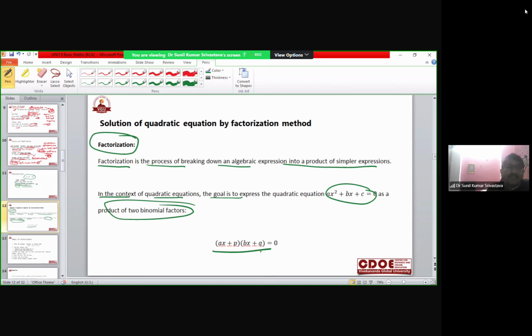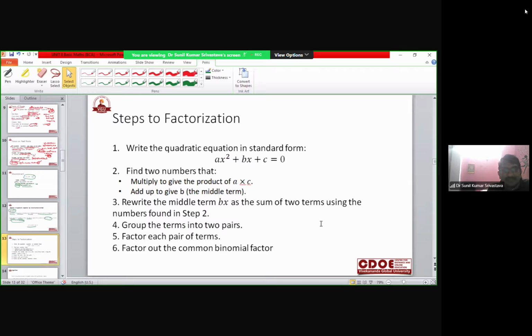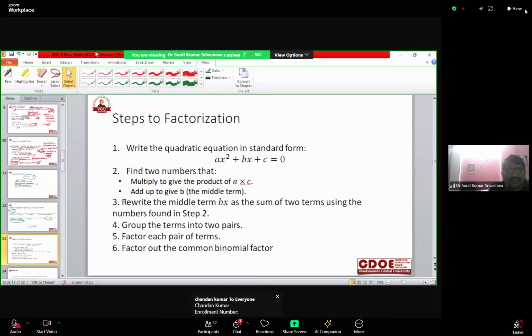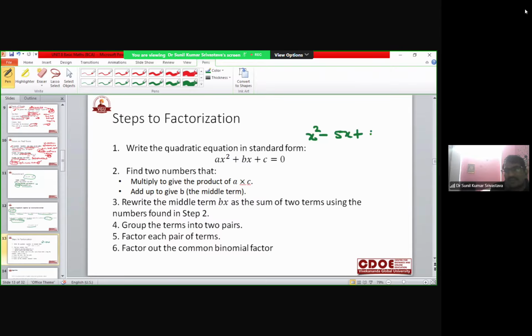So how to do that? We have to take an example to describe the context in a simple way. Steps of factorization. What do I have to do here? If you don't understand the meaning here, just follow the instructions. Suppose we have an equation here: x square minus 5x plus 6 is equal to 0.